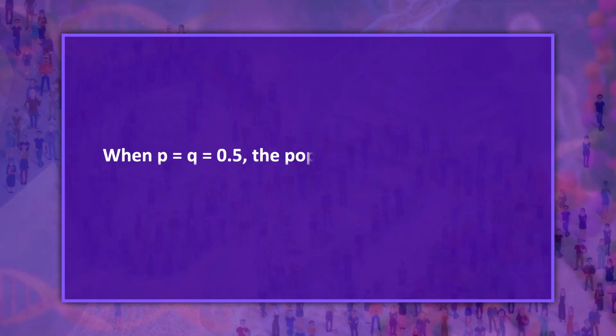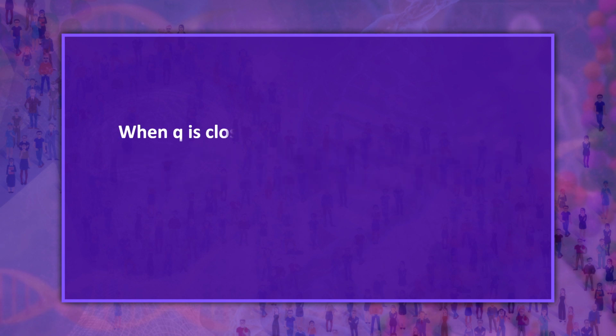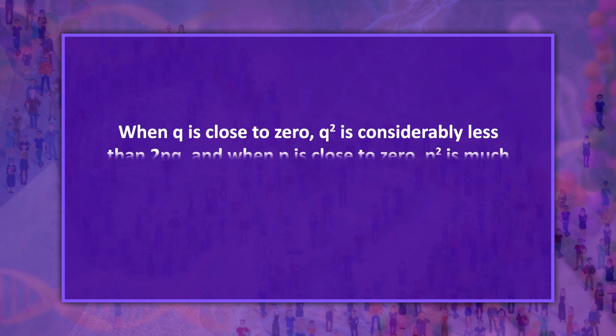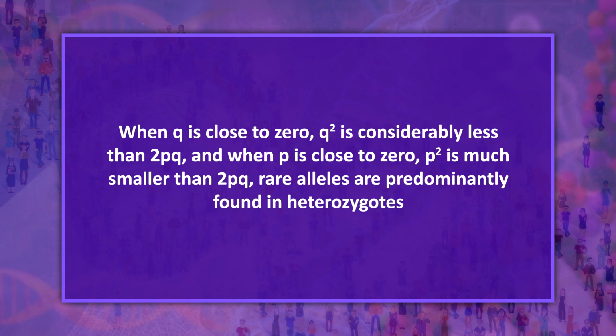This graphical depiction highlights two key consequences of the Hardy-Weinberg principle. When p equals q equals 0.5, the population heterozygosity, that is the frequency of heterozygotes, is highest. Given that when q is close to 0, q squared is considerably less than 2pq, and when p is close to 0, p squared is much smaller than 2pq, rare alleles are predominantly found in heterozygotes, as they must be.